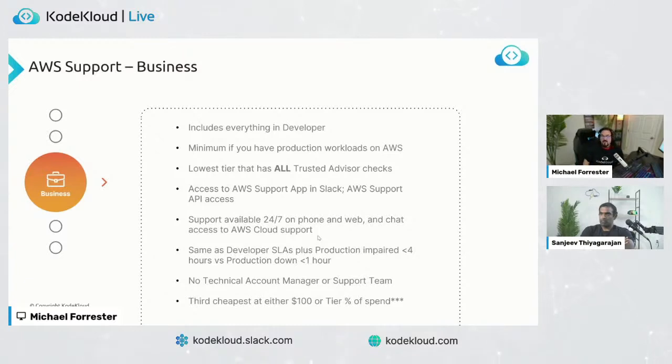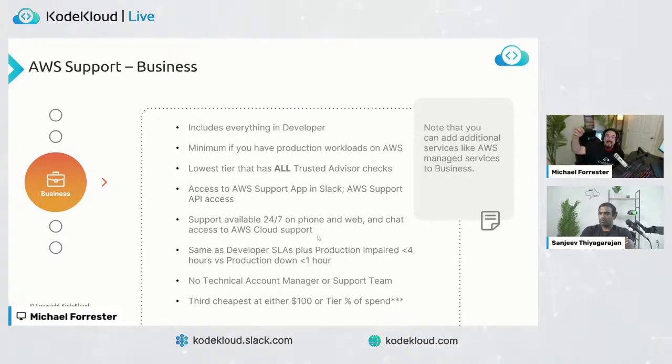You get access to the support API and Slack, and support 24/7 on phone and web. And you do get some production support, like if production's down for an hour, you get an SLA for that. You don't get a dedicated account manager or a dedicated support team, but it is kind of the first of the serious business plans. And then you can, by the way, add additional services. Like if you want to add managed services to business, this is the first one where you can do that. There are kind of à la carte things that you can add to your business plan if you're willing to pay for them.